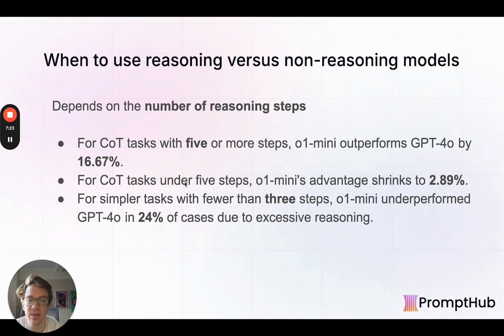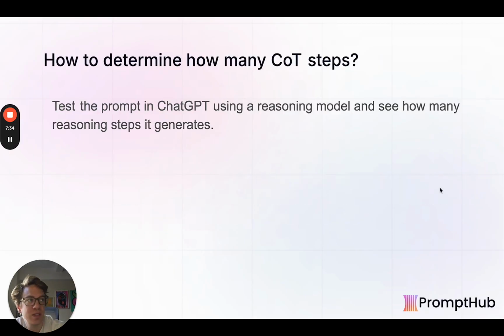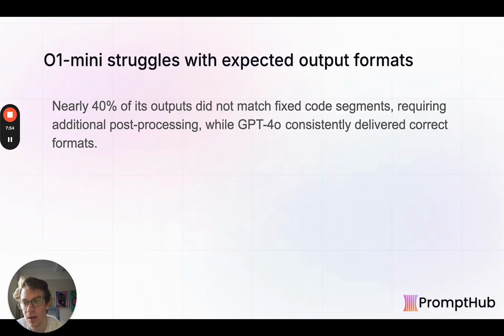And then for very simple tasks with less than 3 steps, O1 actually underperformed 4o in 24% of cases due to excessive reasoning. So basically, you want to figure out how many steps there are and then make a decision based on that framework. You could figure out how many steps there are by going over to ChatGPT, plugging in your prompt and seeing how many steps it generates in its chain of thought, because that's the most insight we have into that right now.